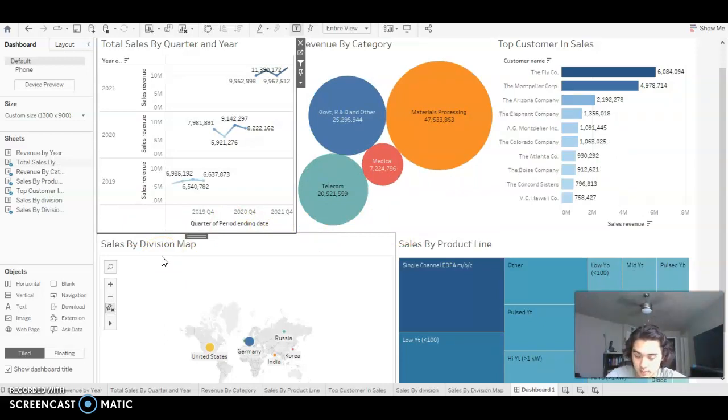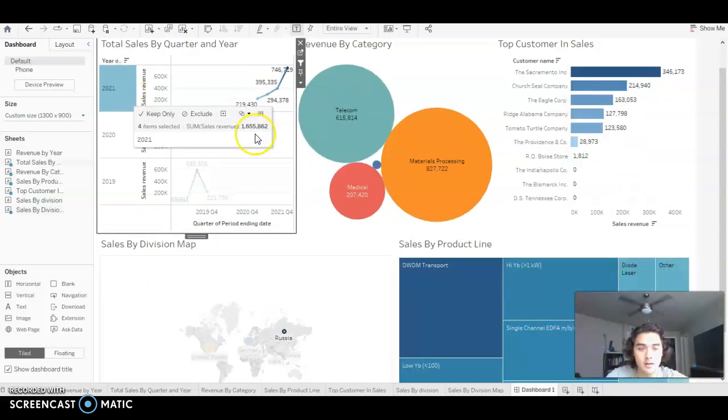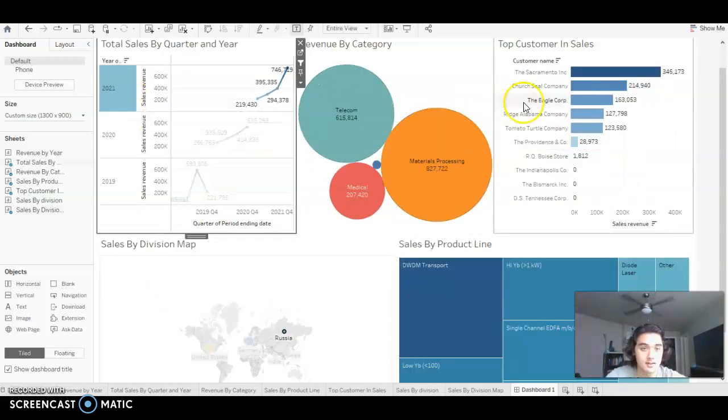Then who is the top customer for the Russia division in 2021? Here, one. You can see that the top customer is Sacramento Inc. Incorporation.